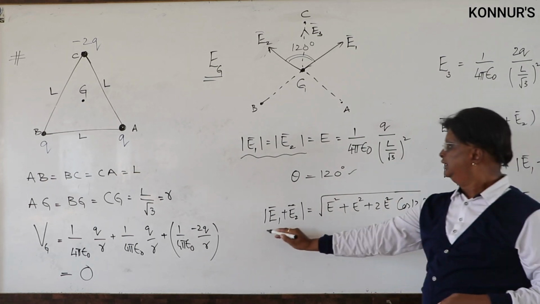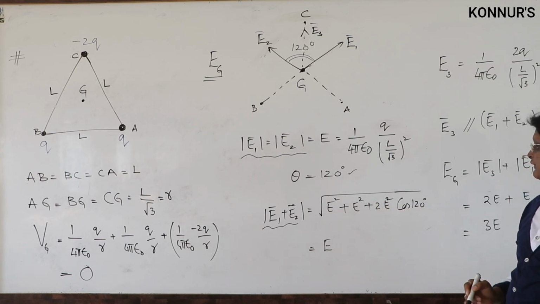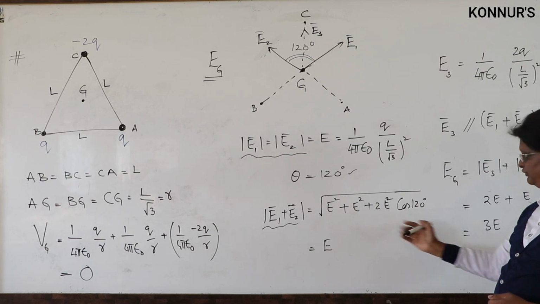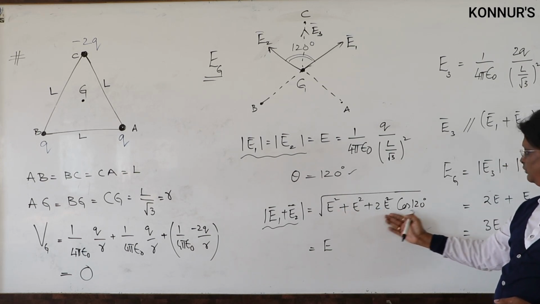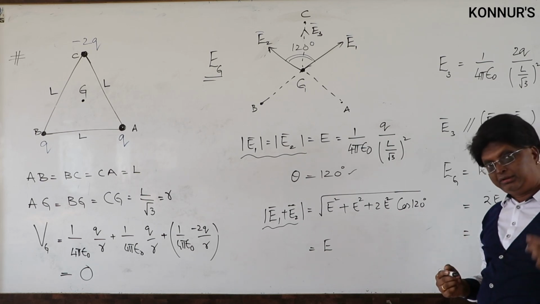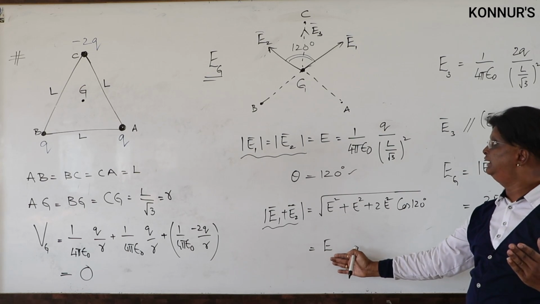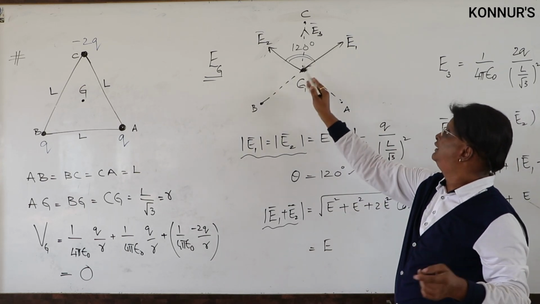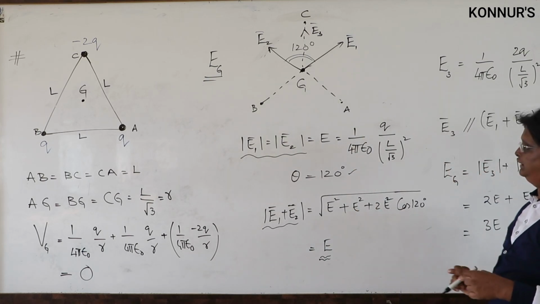Now what is the resultant of E1 bar plus E2 bar? A very famous formula, root of P square plus Q square plus 2PQ cos theta. You can see here the substitution: E square plus E square plus 2E square cos 120, cos 120 is minus 1 by 2. Substitute, you will get the answer as E. Therefore, E1 bar and E2 bar have magnitude E each, and their resultant is of magnitude E.